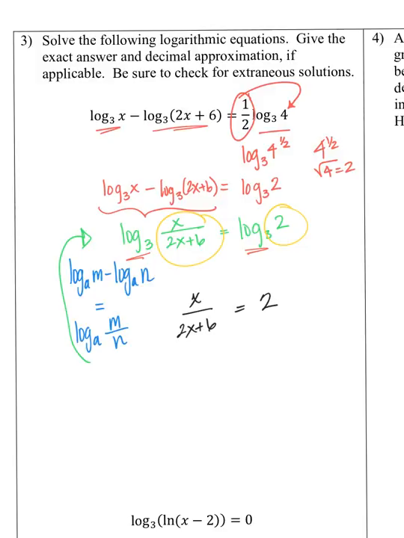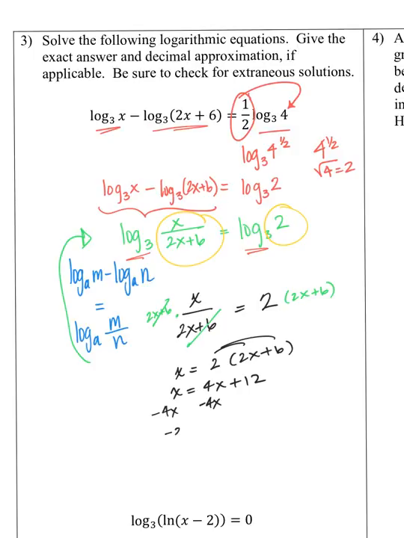Now this is a rational equation, so we're going to clear out the fractions on this one. We're going to multiply by 2x plus 6, and then multiply this right side also by that 2x plus 6, which gets rid of our fraction, and we have x is equal to 2 times the 2x plus 6, which will distribute. We get x is equal to 4x plus 12, which is now a linear equation. Get our x's on one side, subtract the 4x, we get negative 3x is equal to 12, divide by negative 3, and we have x equals negative 4.